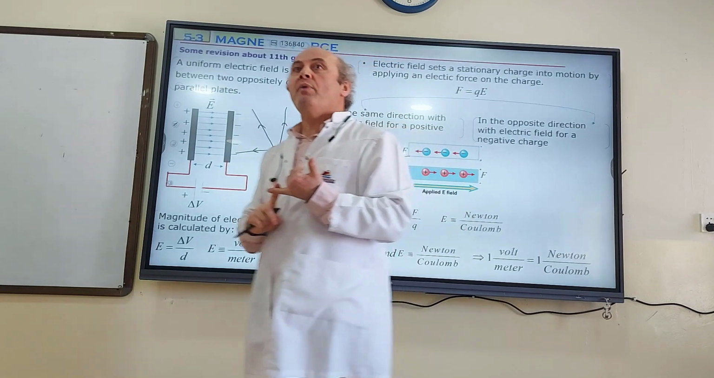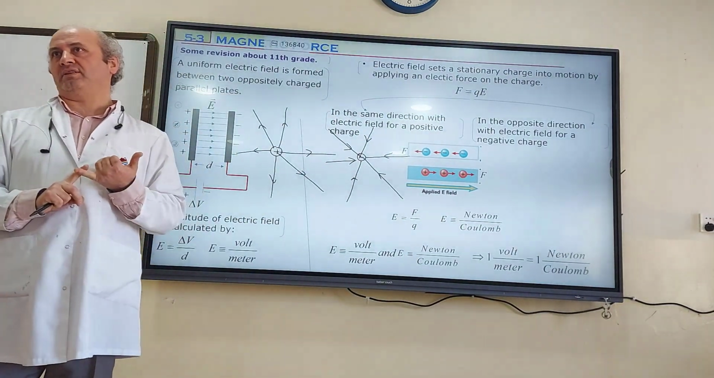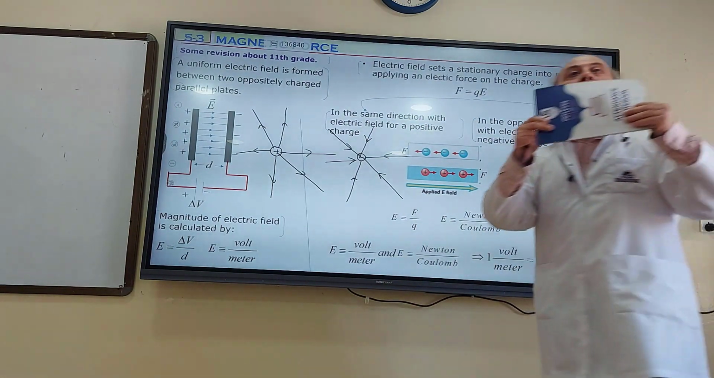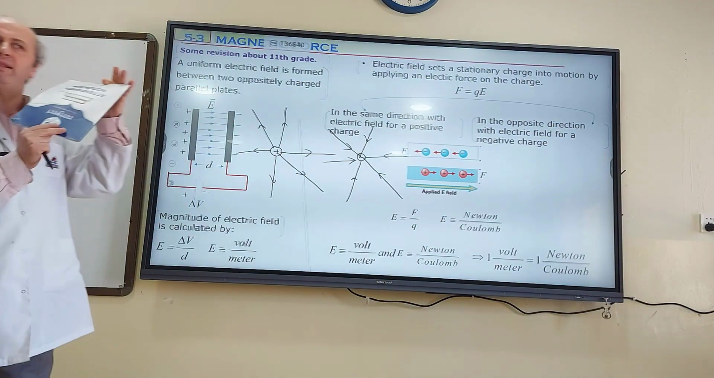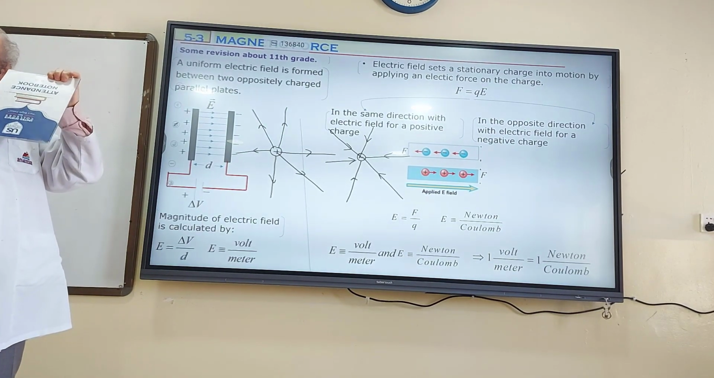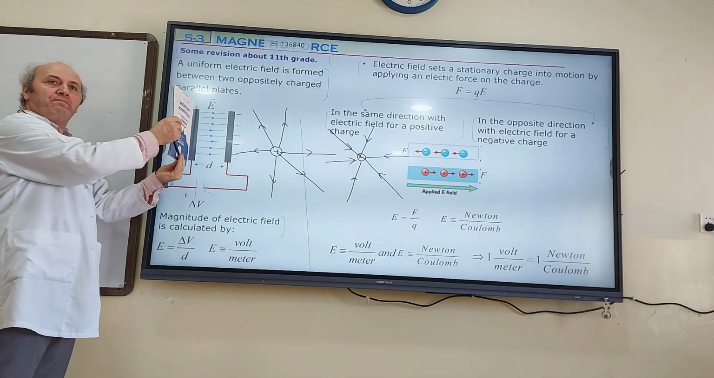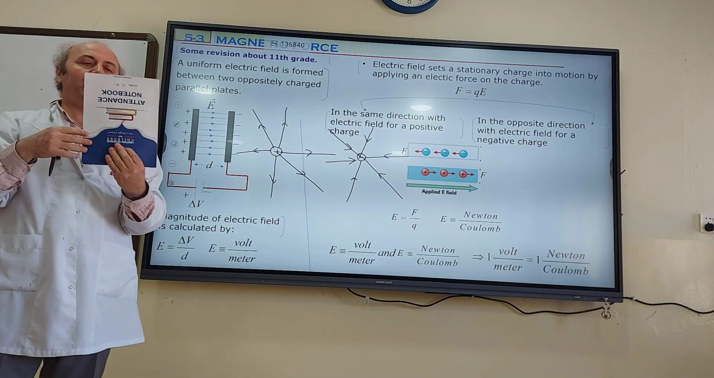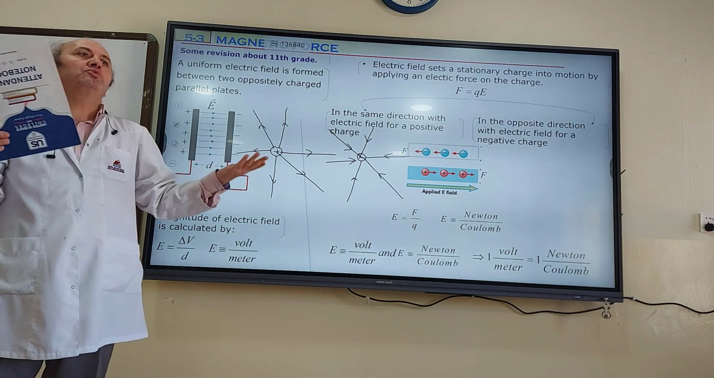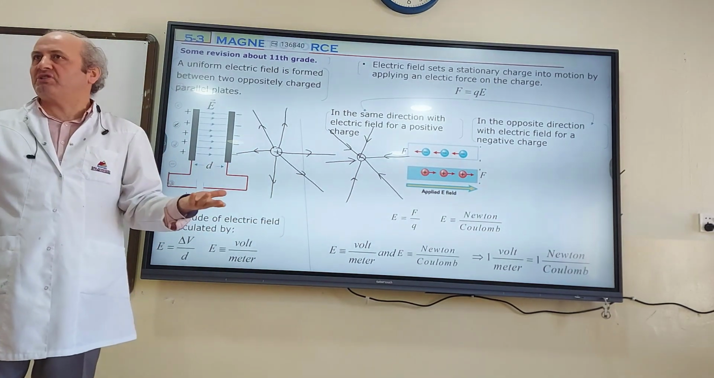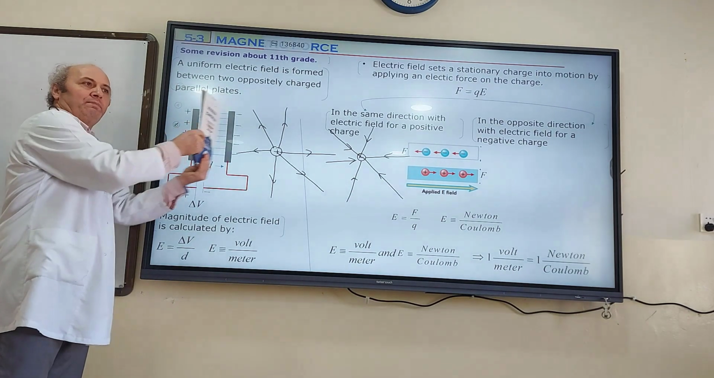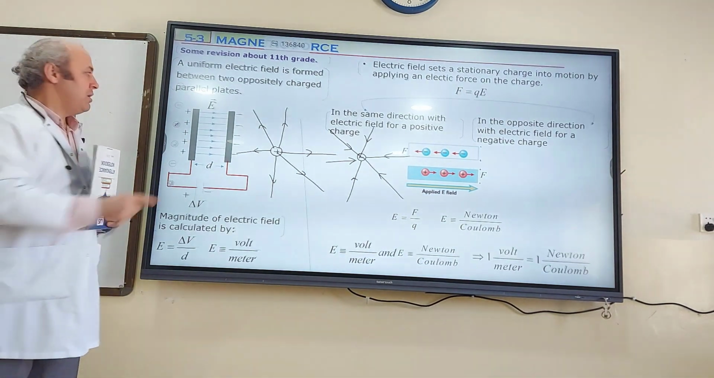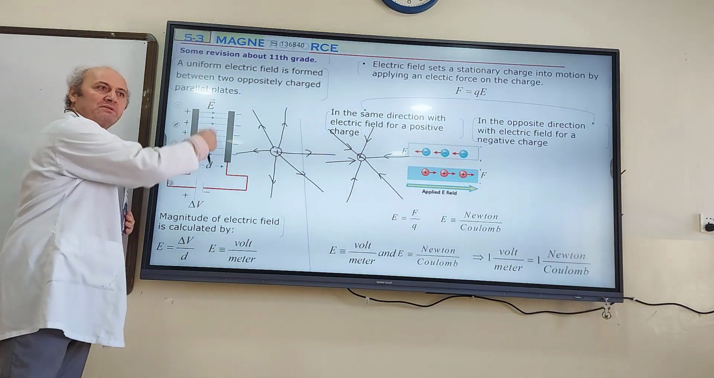So then, how can we produce a uniform electric field? We are going to use two plates. Plate means two parallel surfaces, like this. This is called a plate. If we use two parallel plates, conductors, like two copper plates, or two aluminum plates, or any other metal, but these plates must be oppositely charged. One of them is positive, the other one must be charged negative.